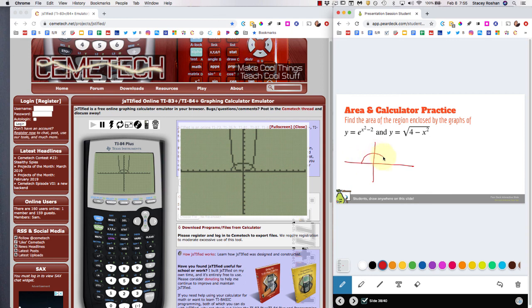So this one obviously is my root 4 minus x squared equation. That's that one. And then this is my e equation. Going to look something like that. I'm going to do this strictly on my calculator. I'm doing nothing by hand, pretty much. All I'm thinking is that I want the area enclosed by these two regions.